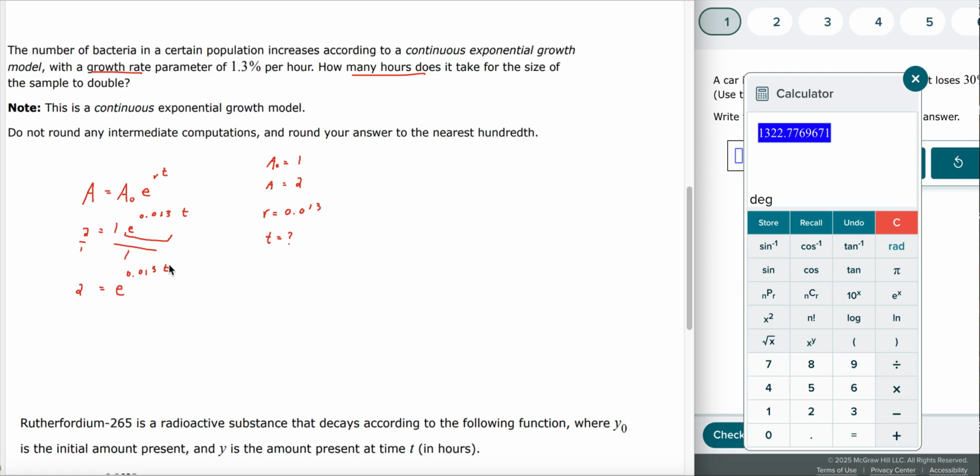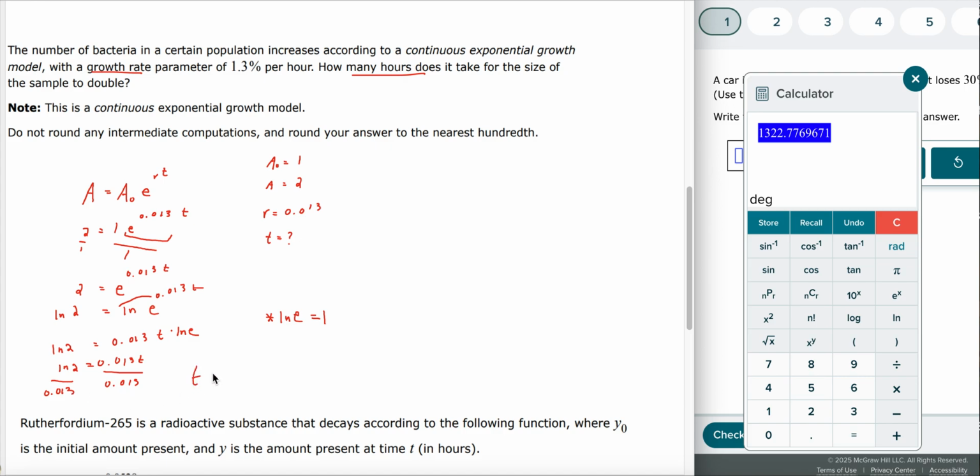Now, in order to get t by itself, I'm going to apply natural log to both sides so I can bring that exponent down using properties of exponents. So natural log to both sides allows me to bring that exponent down front. So this is natural log of 2 is equal to 0.013t times the natural log of e. Remember, the natural log of e is equal to 1, so this just means I'm multiplying by 1. So I have the natural log of 2 is equal to 0.013t times 1. And then I'll divide both sides by 0.013 to get t by itself.